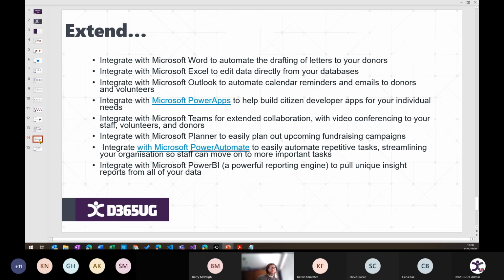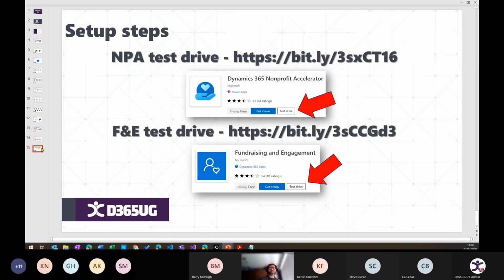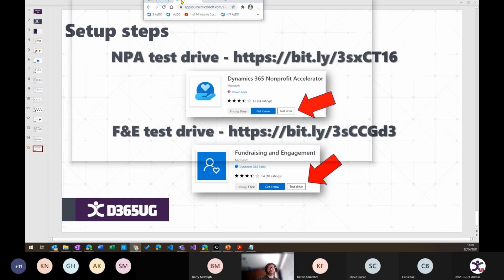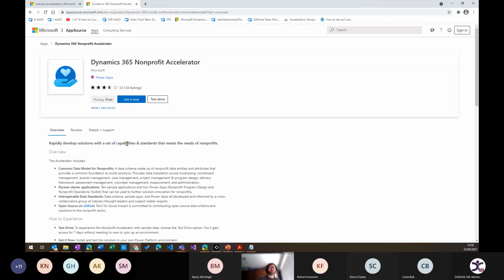So everything I'm going to show today is available for you yourself to go off and look at as well. Both of these concepts, the non-profit accelerator and fundraising engagement, are available on AppSource. I don't know if you're familiar with that, but essentially it's the Microsoft shop for software.